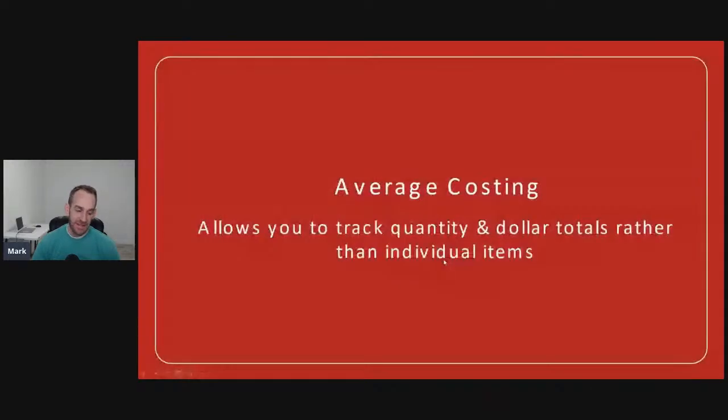So average costing is a good alternative if you're getting sick of tracking individually, because instead of tracking everything individually, you're just tracking totals. What's the total quantity of items I purchased? And what was the total price? With those, you can divide the quantity into the total price to get an average cost, and then you multiply that by the total items sold. So it's a rolling average, and I have a spreadsheet that helps you do that as well.